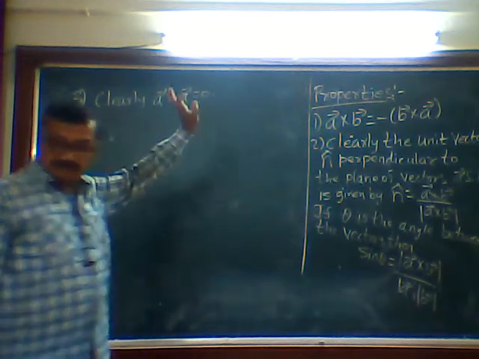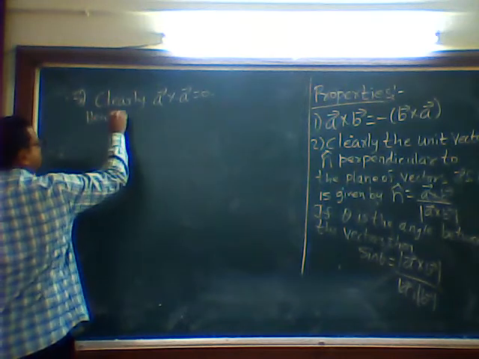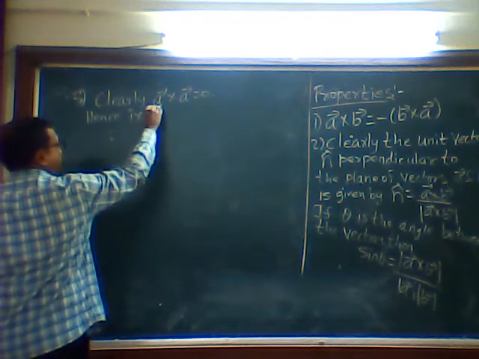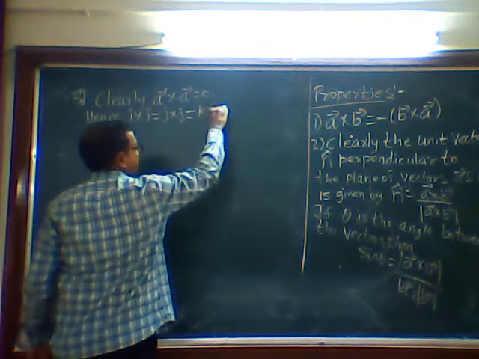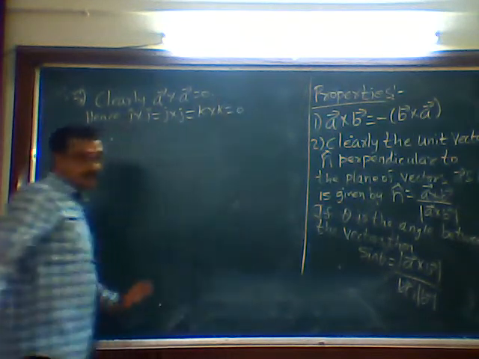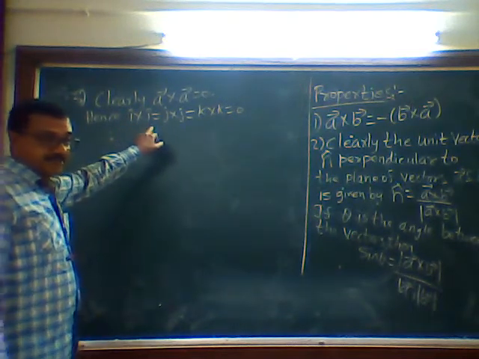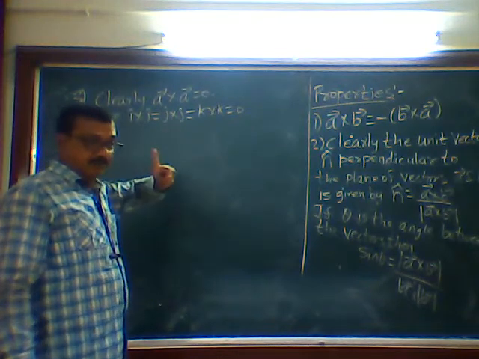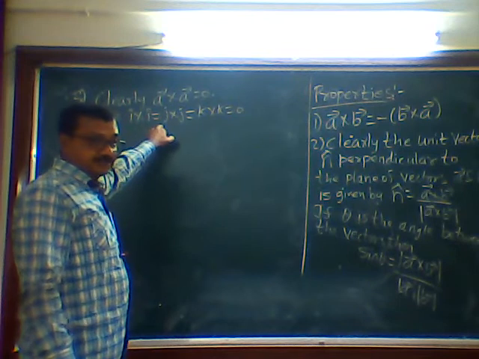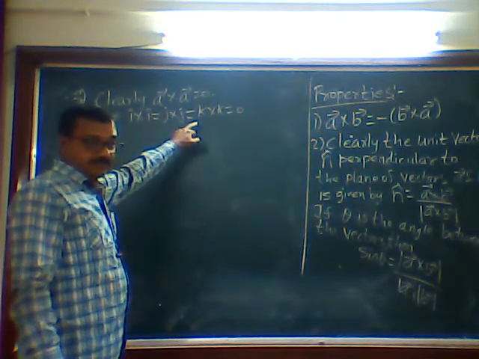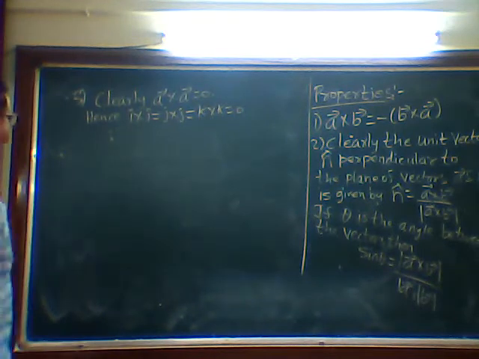Based on this we are going to say that hence i cross i is equal to j cross j is equal to k cross k is equal to 0. Whereas in dot product, i dot i is equal to j dot j is equal to k dot k is equal to 1. But here, i cross i is equal to j cross j is equal to k cross k is equal to 0. Got it?